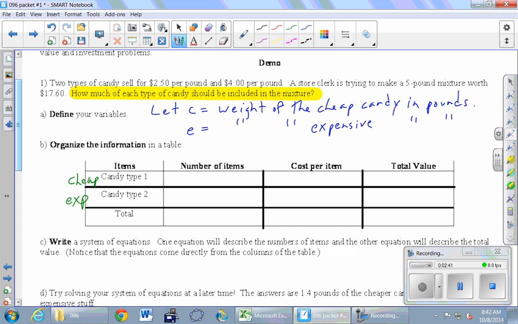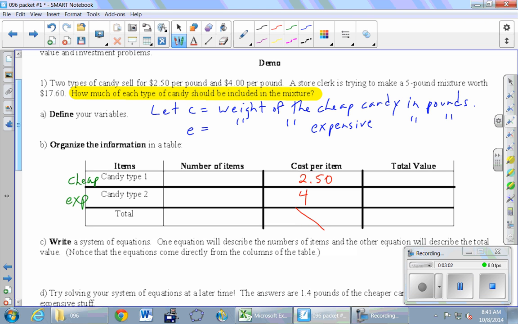So let's start filling in. Cost per item. What's the cost per pound for the cheaper stuff? It's $2.50, so I'll put $2.50 there. And then the more expensive stuff is 4 even. And then total doesn't really have any meaning. I mean, I guess you could add them, but it doesn't contribute anything to the problem.